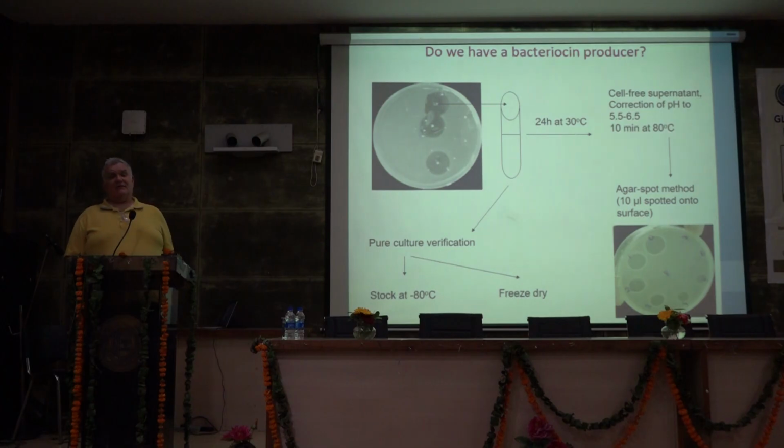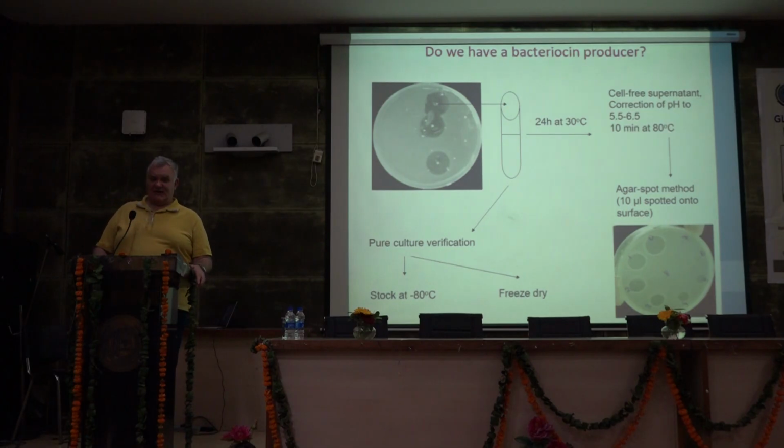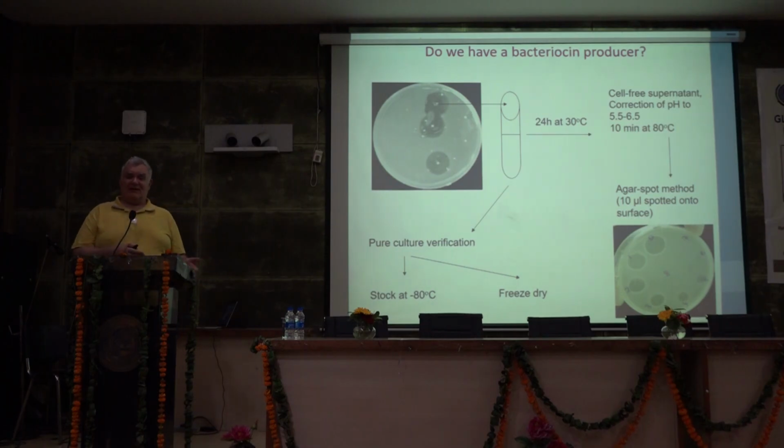Because some of the lactic acid bacteria are not very typical, they're not good producers of proteinases, but some of them produce. Imagine you have the bacteriocin, it's a protein, and you have close to it a proteinase enzyme, what will happen? The enzyme will destroy the bacteriocin. And then we spot 10 microliters on the surface of the plate and incubate and observe for activity.